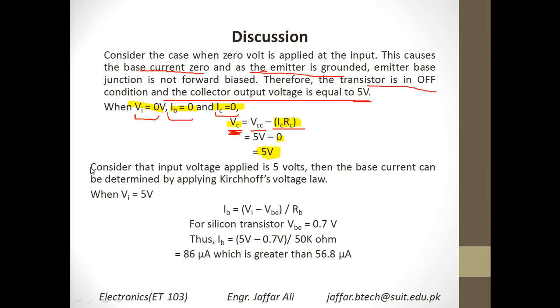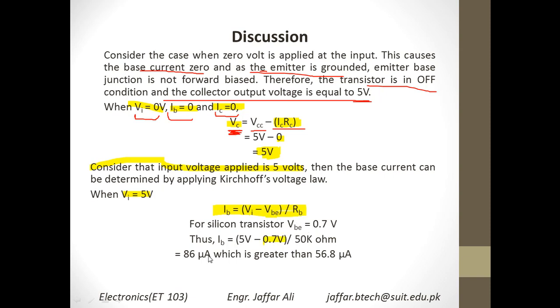Now consider the input voltage when applied 5 volts. So you just have to reverse this value. When VI becomes 5, this IB gets changed, and the new value of IB becomes VI minus VBE, that is the voltage from base to emitter, that is 0.7 volts, divided by this RB.